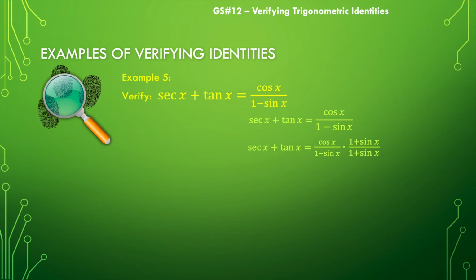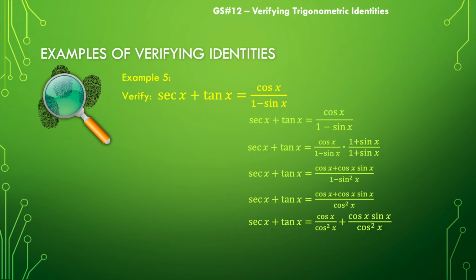that we like. When I multiply that through, the numerator will just distribute the cosine of x through to the 1 and the sine of x. So I'll end up with cosine of x plus cosine of x times sine of x. And the bottom will end up being 1 minus sine squared of x. Well, we know that that is equal to cosine squared of x. So now let's break up that fraction into two separate fractions and simplify them, right?